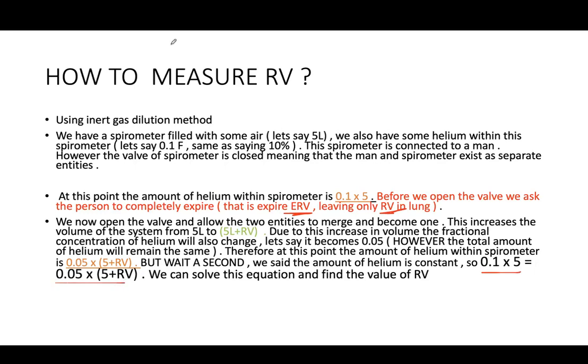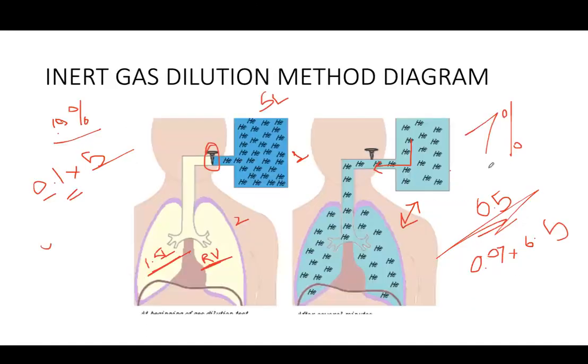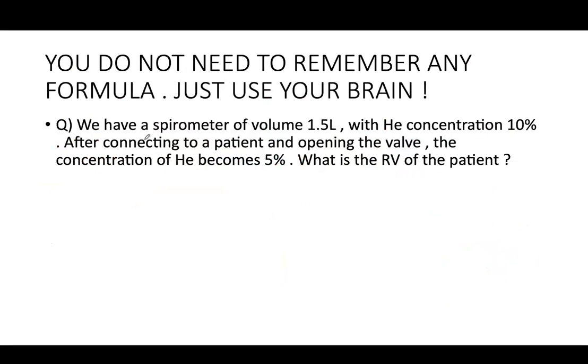And why should they be equivalent? Because we said that the total amount of helium stays the same. It never changes. Only the concentration can change. And now we can solve this equation and find the residual volume, okay? And we'll do an example for this. I explained this, and I feel like it becomes very simple with this. But if someone doesn't understand, please tell me, because this is one of the most important things in the lecture. So if someone doesn't understand, please tell me, and we'll go over it again.